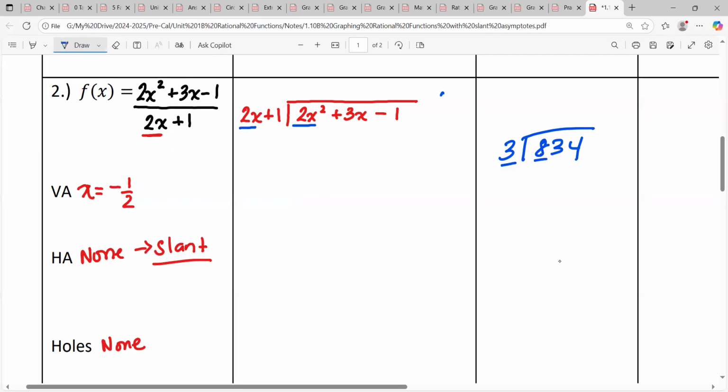So what do we have here? 2x squared divided by 2x. Okay. And what is 2x squared divided by 2x? X. So I put x on top, just like you would over here. 3 goes into 8 twice.